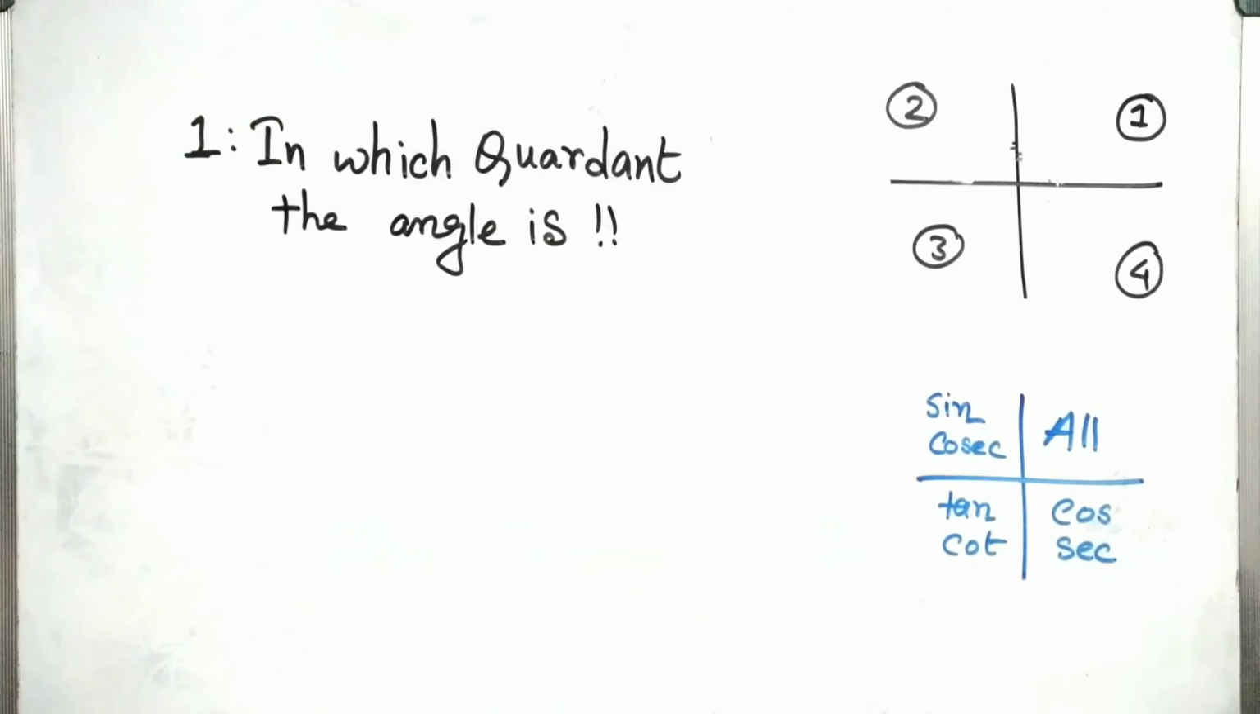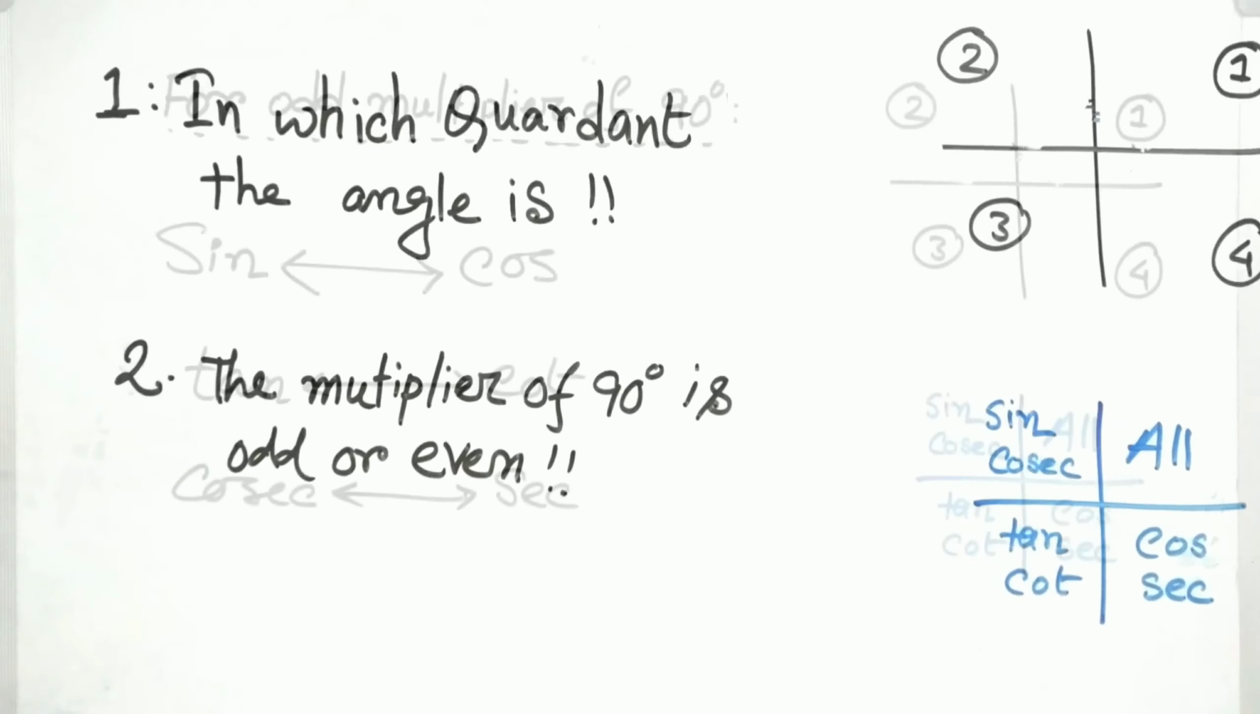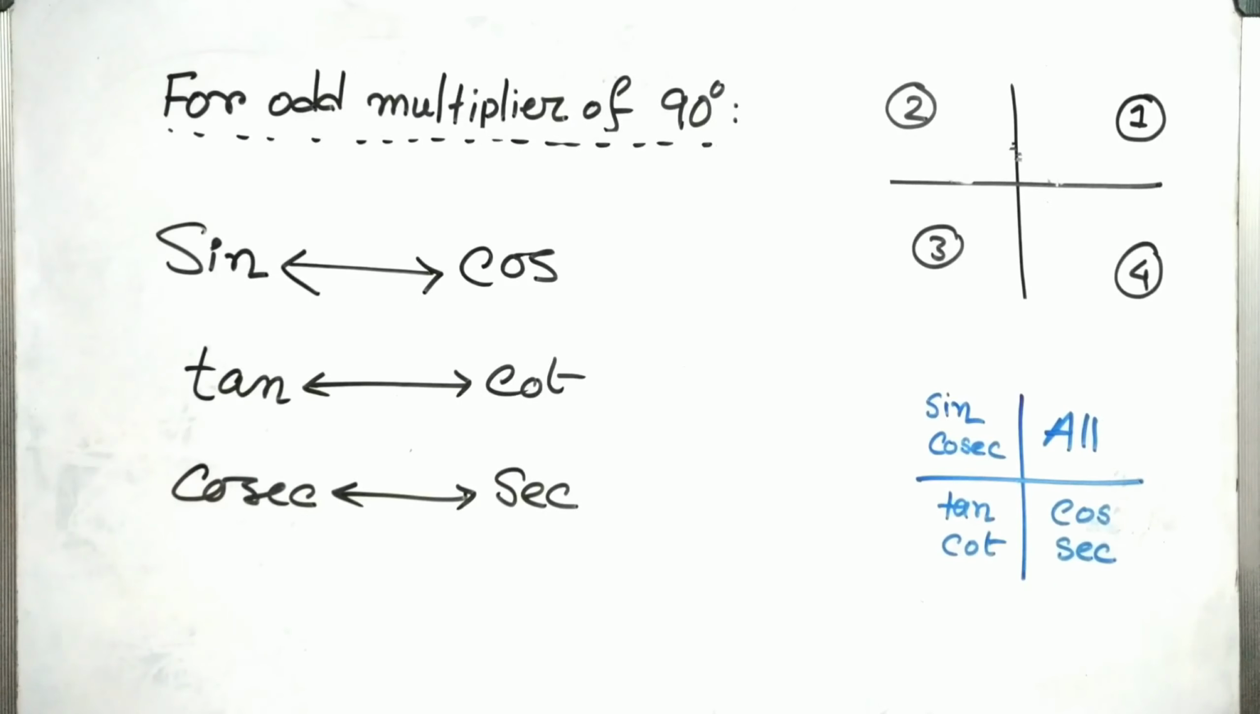So two things we have to keep in mind, that is in which quadrant the angle is, and the multiplier of 90 degree that you have chosen is odd or even. So now I will tell you the changes of the operator because of the odd multiplier of 90 degree. So sine theta will be converted into cos theta, and cos theta will be converted into sine theta. Similarly, tan will be cot and cot will be tan, and cosec will be sec and sec will be cosec.